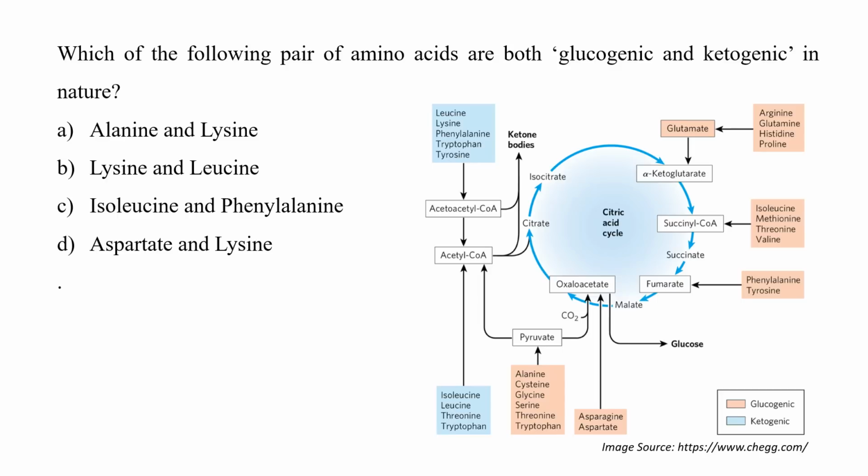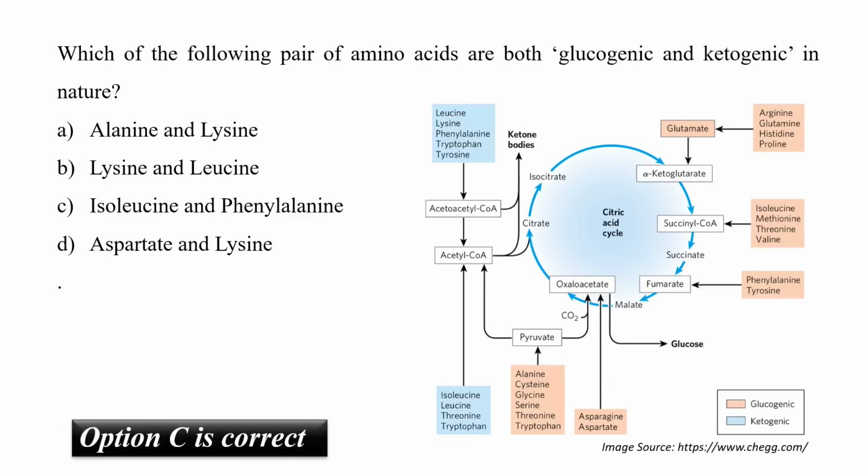They are isoleucine, leucine, phenylalanine, tryptophan, and tyrosine. So for the given question, the answer has to be option C, that isoleucine and phenylalanine are both glucogenic and ketogenic in nature.